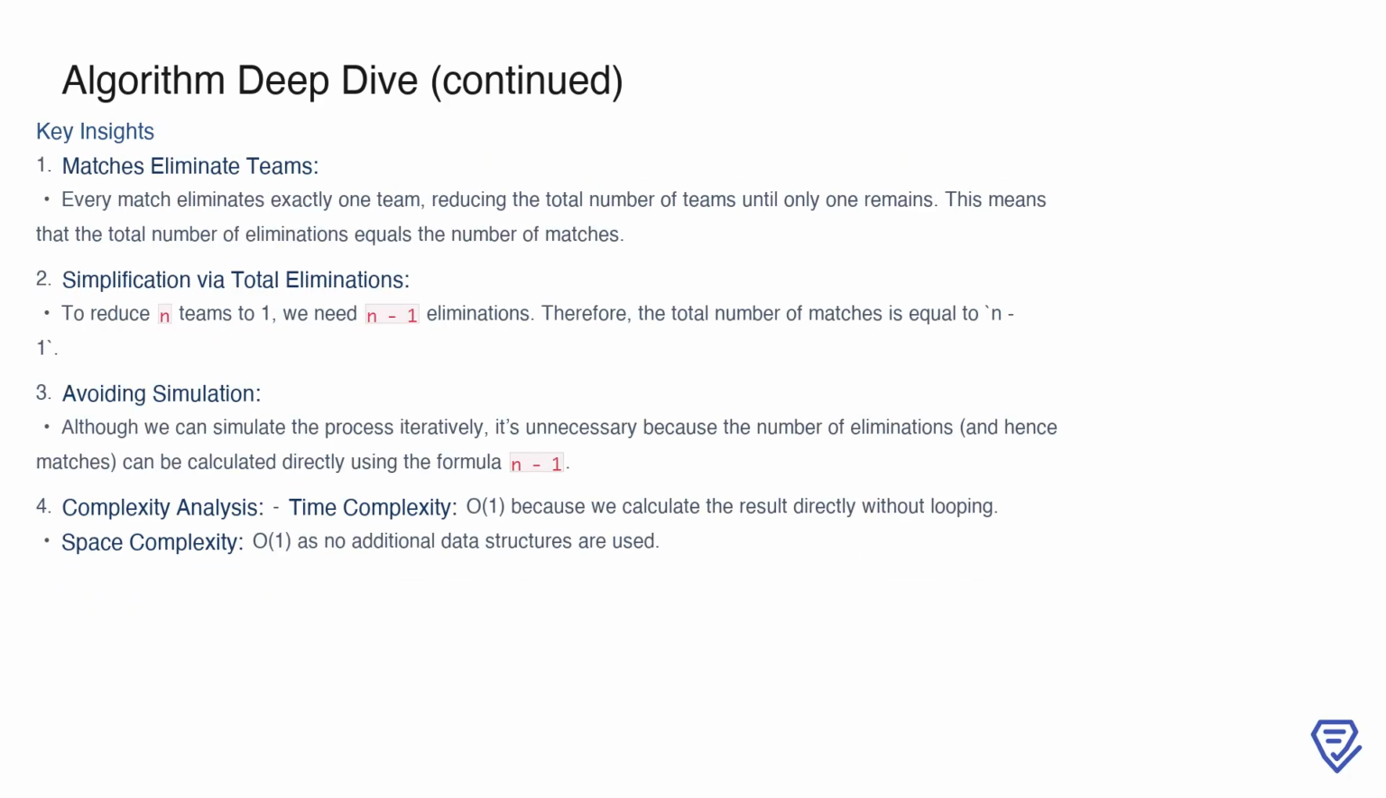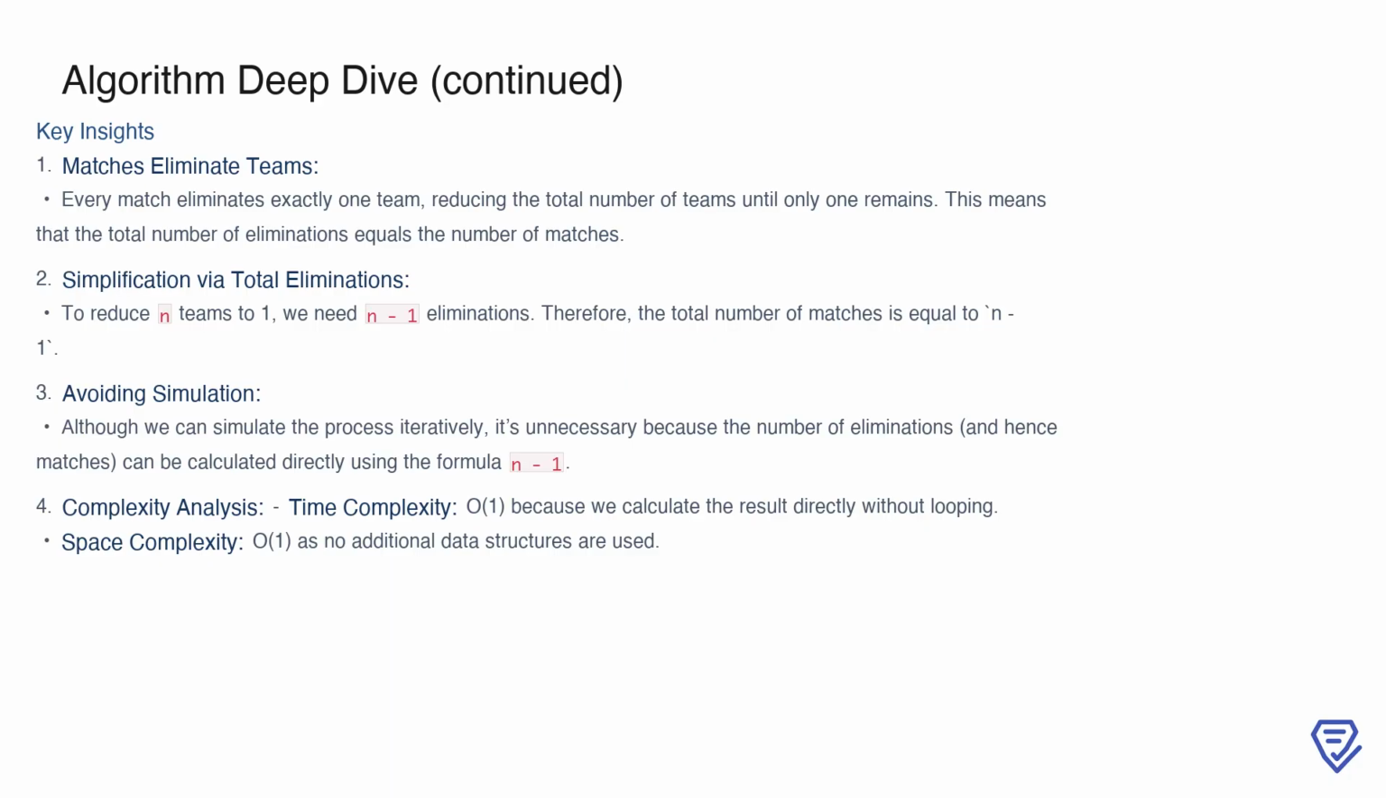The core idea behind this problem is that every match eliminates exactly one team, and this process continues until only one team remains. Therefore, the total number of eliminations is equal to the total number of matches. This leads to the observation that to reduce n teams to 1, we need exactly n-1 eliminations, which means the total number of matches is simply n-1. This direct formula helps us avoid the need to simulate the tournament round by round. While we can simulate the process iteratively, it's unnecessary because the number of eliminations, and hence the total number of matches, can be calculated directly. This makes the solution both optimal and efficient.